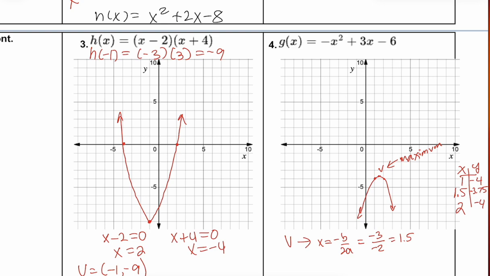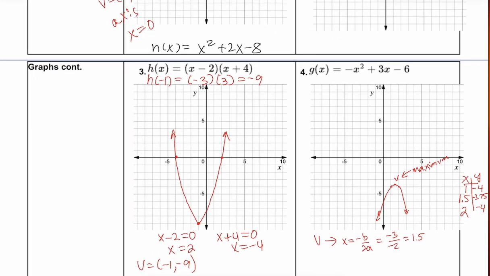So there's lots of different ways to graph these. You probably graphed last year in Algebra 2 quadratics quite a bit. So I'm hoping that this is ringing a bell as to how to graph these functions.